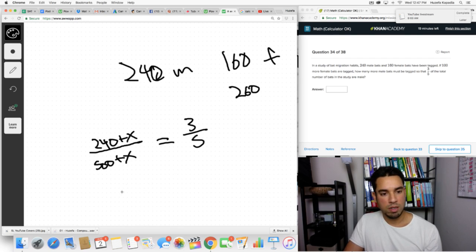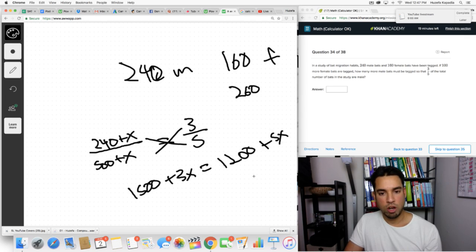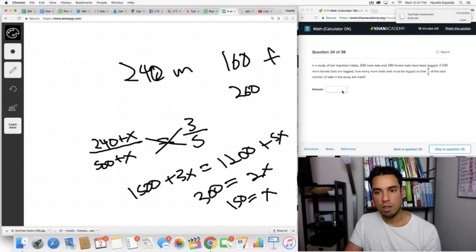So we can cross multiply now. It's 1500 plus 3X, right? Cross this way. And then this guy, 5 times 240 is 1,200, plus 5X. Subtract 3X from both sides and subtract 1,200 from both sides, equals 300. X equals 150. And that probably makes sense.